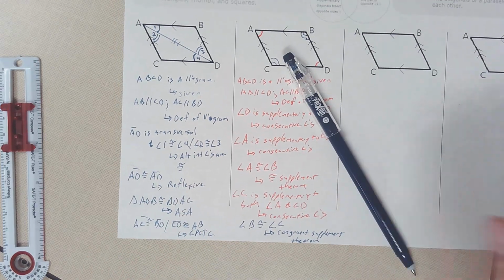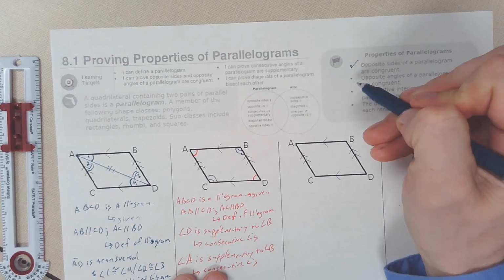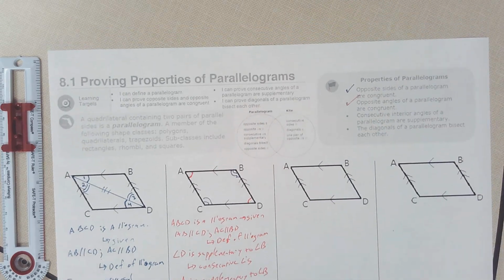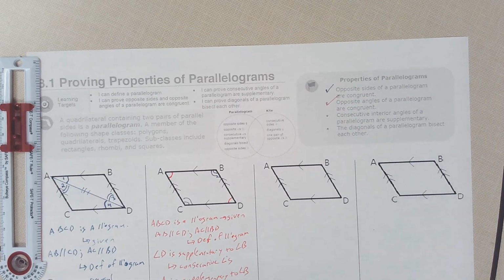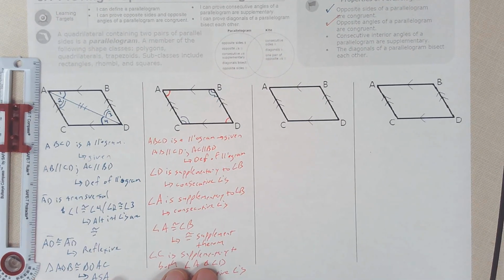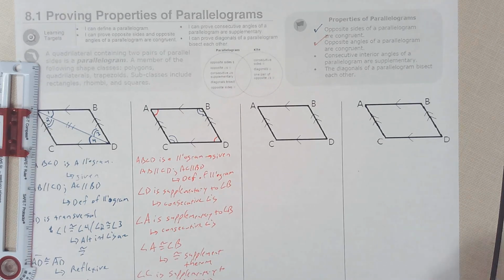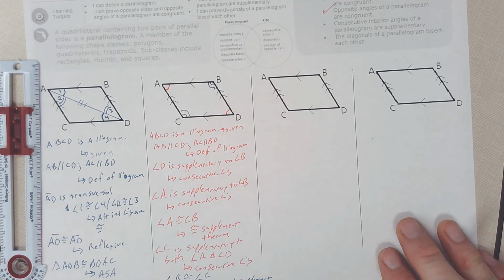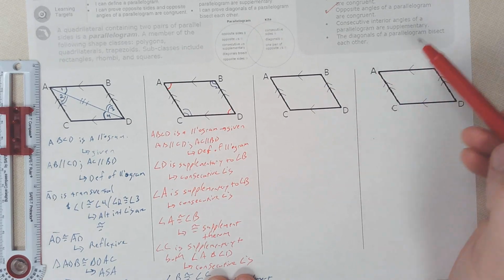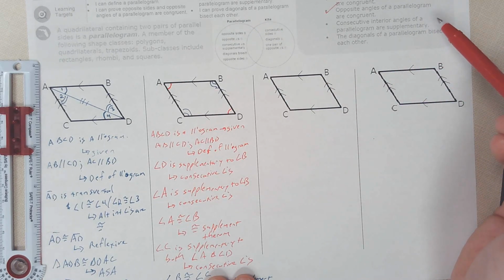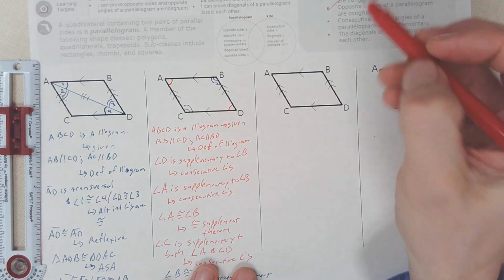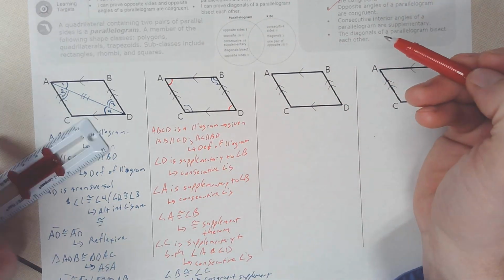All right, so moving on, let's check this one off as complete. All right, so the next one, let me go ahead and pause this one in case I have an error. Well, I guess the next one we should have done first, but that's all right. All right, so the next one is consecutive interior angles of a parallelogram are supplementary.